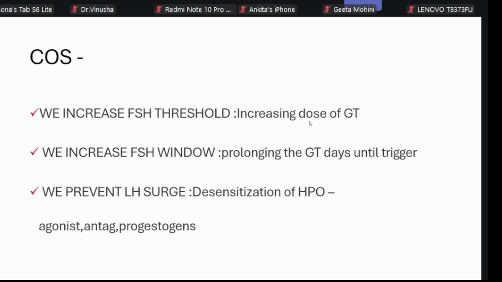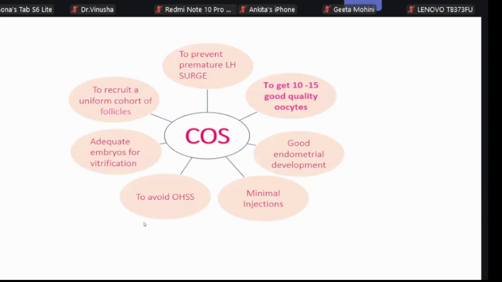With increasing dose of gonadotropins, we increase the FSH threshold, and we prevent the LH surge by using different drugs like agonist, antagonist, and we can even use progestogens. So what we are doing is a controlled ovarian stimulation.